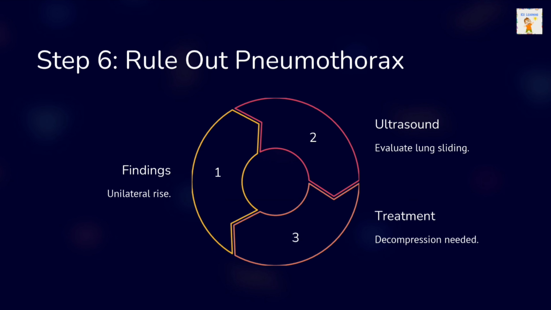At the end, we have to rule out pneumothorax. So if there is unilateral chest rise, absent respiratory sounds on stethoscopy, and any suspected tension pneumothorax, we can further evaluate. We can use ultrasound to see whether there is lung sliding on both the sides. If there is tension pneumothorax, we can do immediate needle chest decompression followed by chest drain insertion.